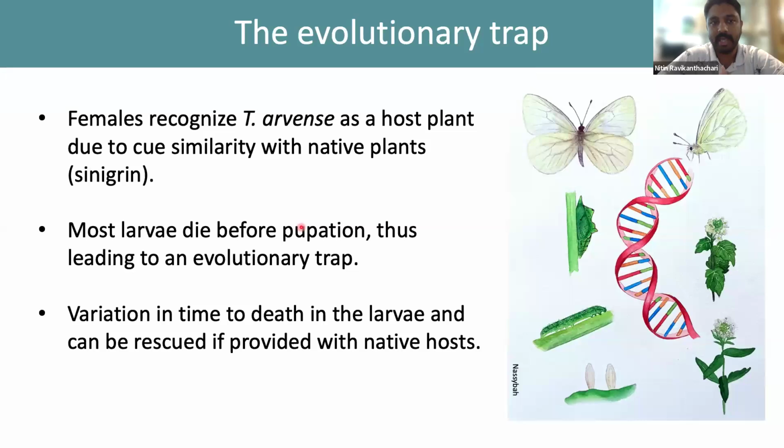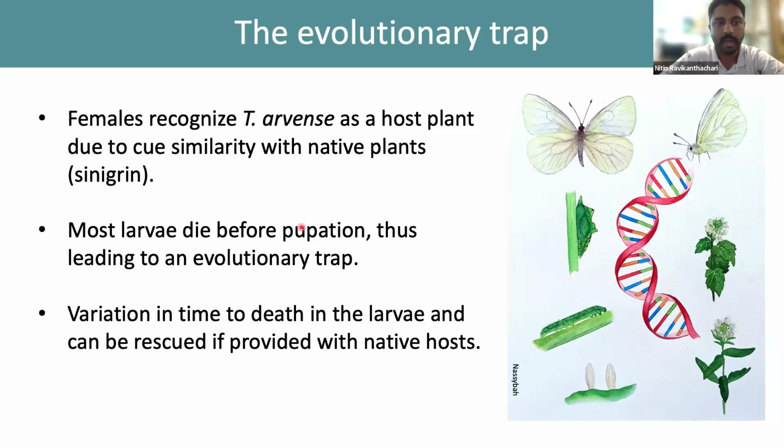So what is the evolutionary trap? The females of this butterfly recognize class P as a host plant because it shares a lot of Q similarity with the native host plants. And the Q similarity is sinigrin, the glucosinolate. And when females lay eggs on the plant, most larvae die before pupation, thus leading to an evolutionary trap.